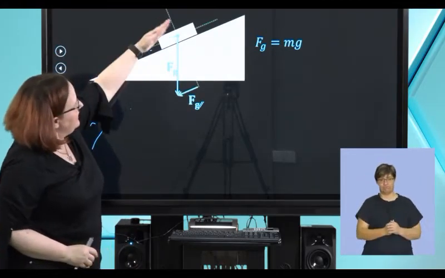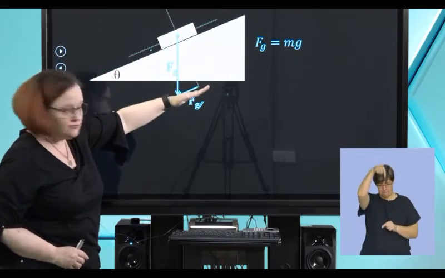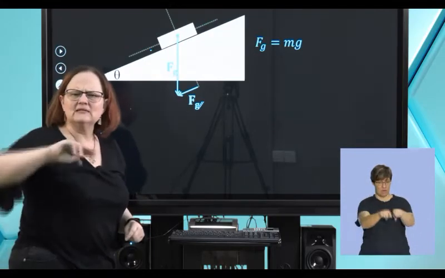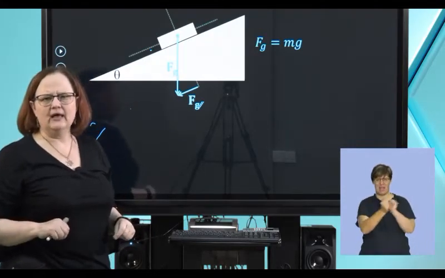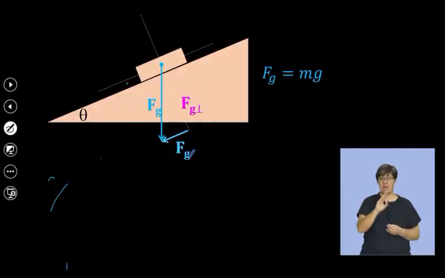Instead of drawing it there, I'm going to pull it down. It's the same value. It's the same thing. It's parallel underneath. Fg parallel. That parallel sign you know from maths. Okay, use it. Then we have Fg perpendicular. That's the perpendicular sign for maths.